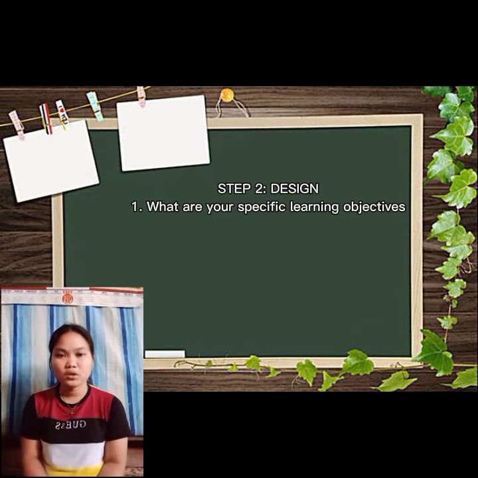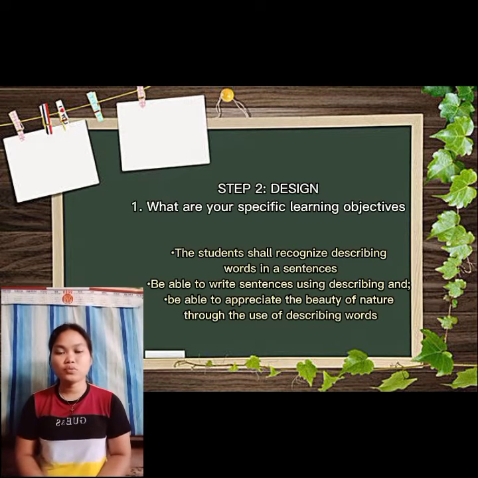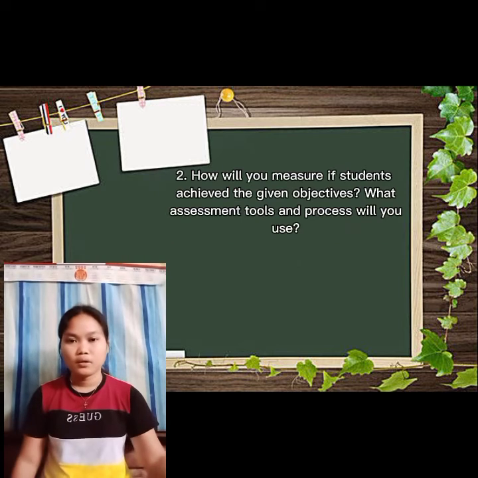Step 2. Question 1. What are your specific learning objectives? The students shall recognize describing words and sentences. The students will be able to write sentences using describing words and be able to appreciate the beauty of nature using describing words.